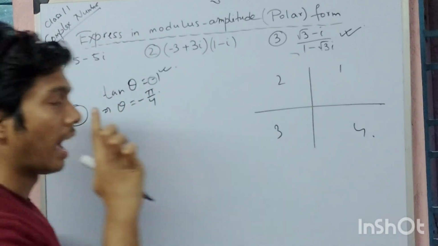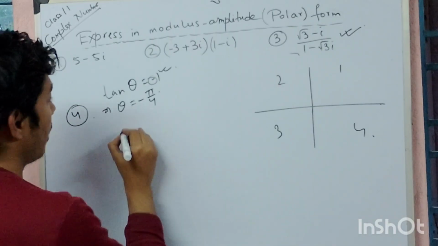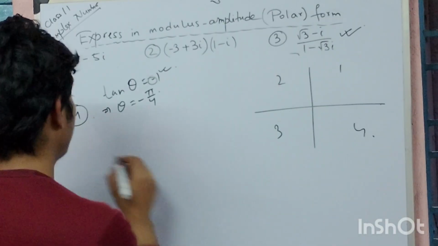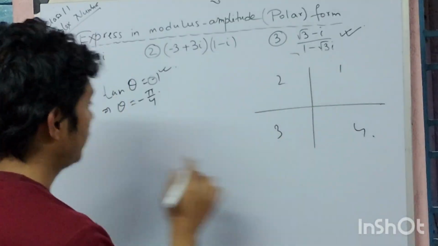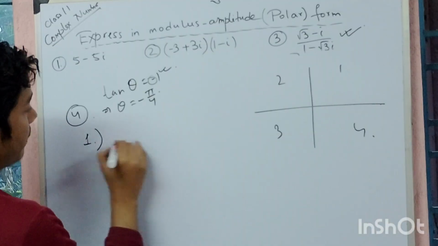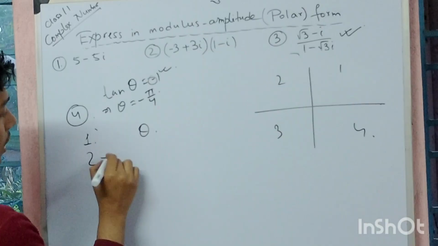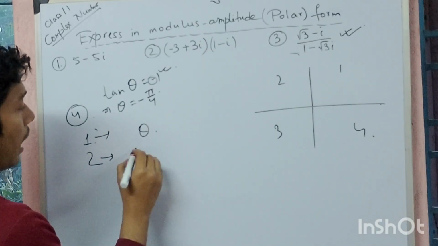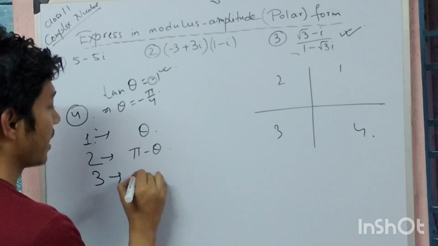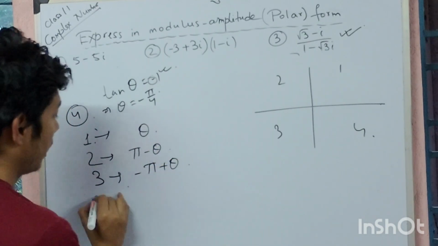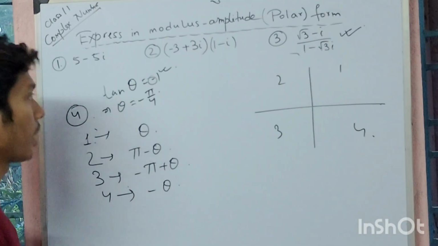I only have to find that once. Then, by checking, if it is in the first quadrant, my angle will be theta. If it is in the second quadrant, then my angle will be pi minus theta. If it is in the third quadrant, then I will write the angle as minus pi plus theta. And if my angle is in the fourth quadrant, then I will write it as minus theta. Okay, it was in the fourth.